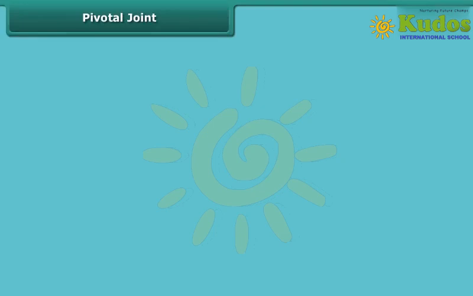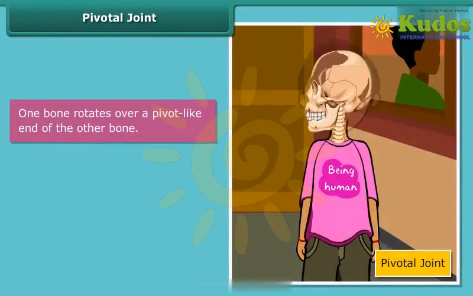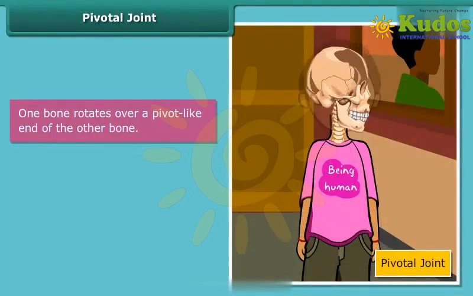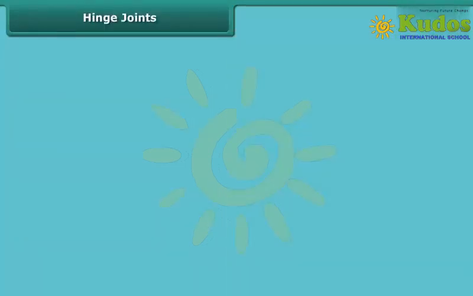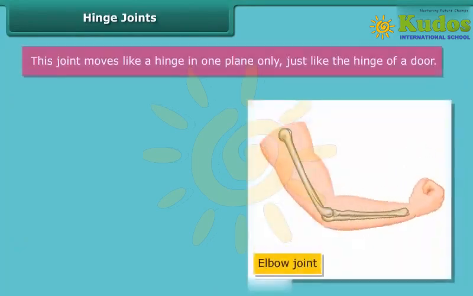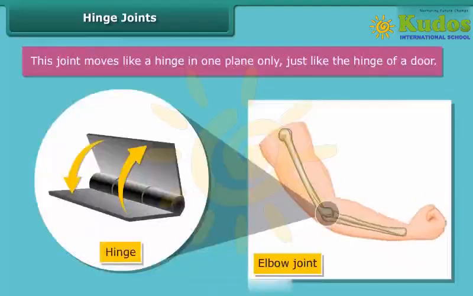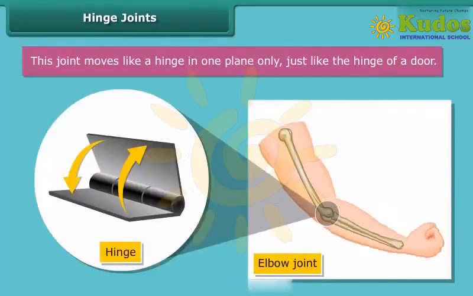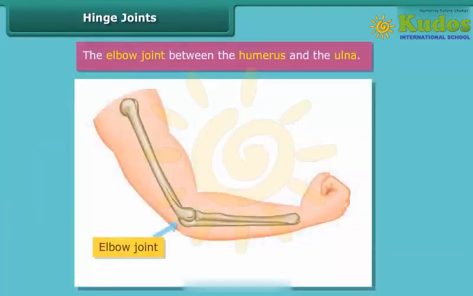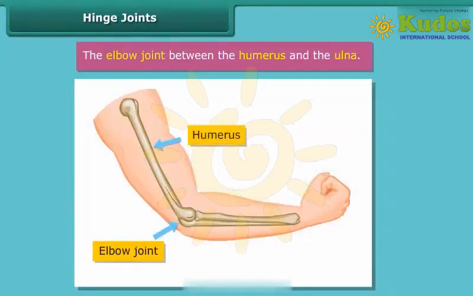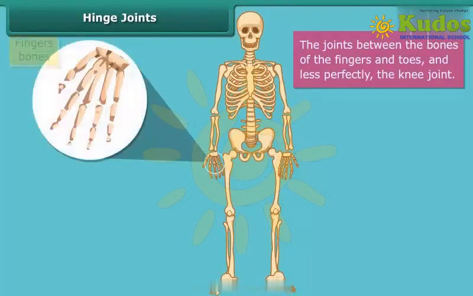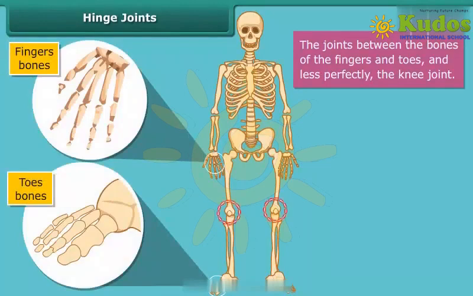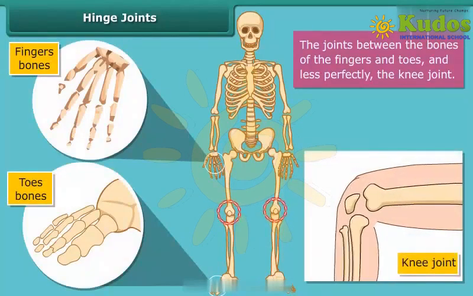Pivotal joint. In this type of joint, one bone rotates over a pivot-like end of the other bone. It's like the skull rotating on the upper end of the backbone. Hinge joints. This joint moves like a hinge, in one plane only, just like the hinge of a door. The elbow joint between the humerus and the ulna, the joints between the bones of the fingers and toes, and less perfectly, the knee joint are hinge joints.